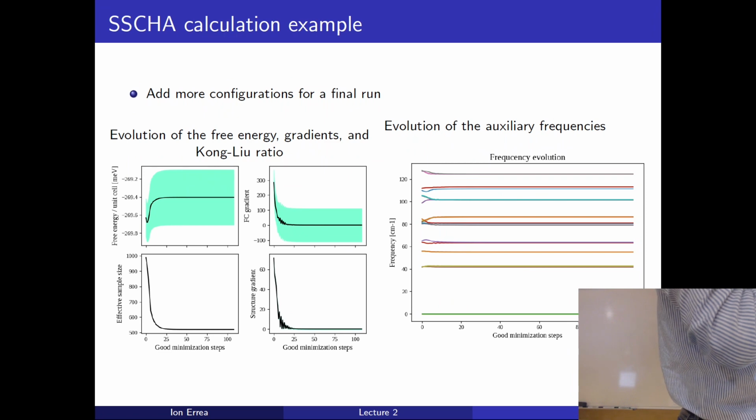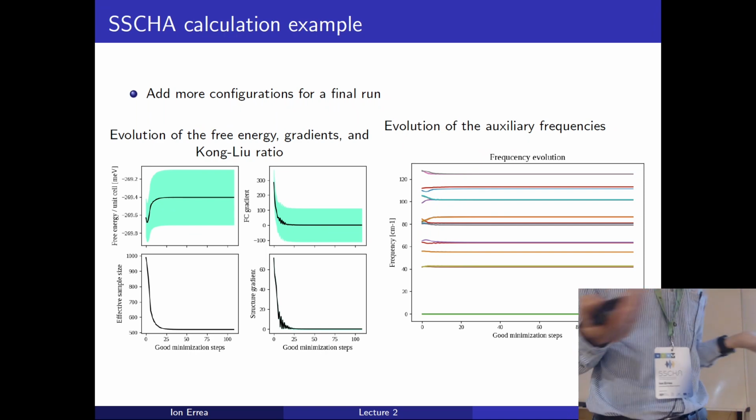I redid the minimization. You see that the free energy barely changed, the gradient barely changed, and the phonons basically didn't change much. Okay? So even if this solution is more precise, the result that I obtained previously was already very good. The auxiliary phonon frequencies were good.